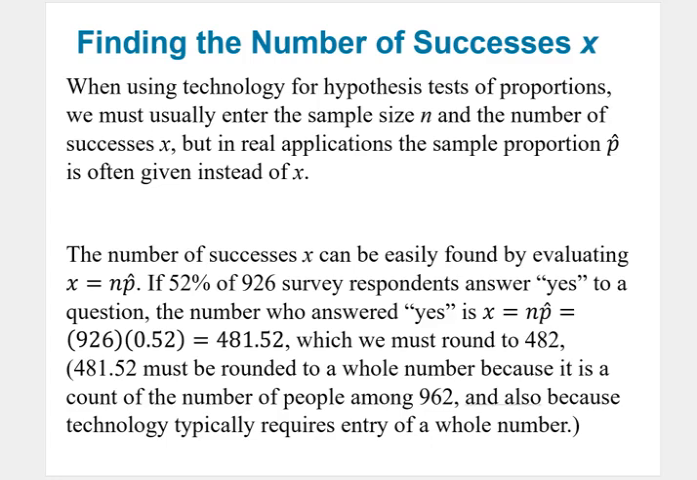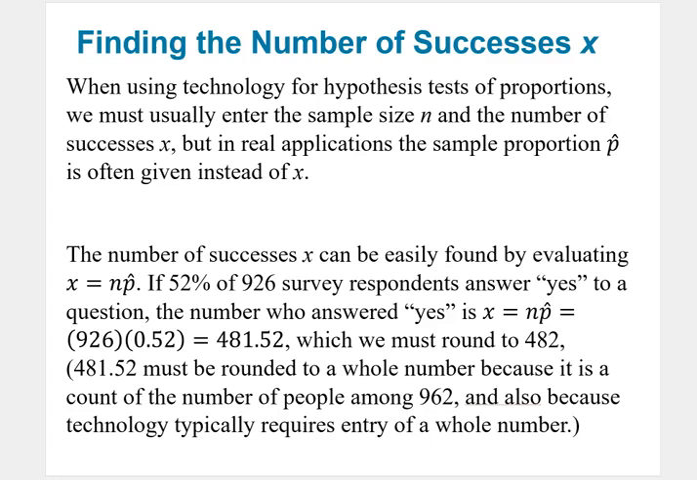All right, so when you are using technology, when you're doing hypothesis tests, it's really important that you know the number of successes. Even if they give you the sample proportion, like in our last video, we had that survey that had 926 respondents, and they said 52% of them answered yes, but 52% did not turn out to be a whole number. It was 481.52, which we had to round up to 482. It's really important that you know the actual number. So if they do give you a percentage, please make sure you find the actual number X. Very important to make sure that we're getting the most accurate results possible.